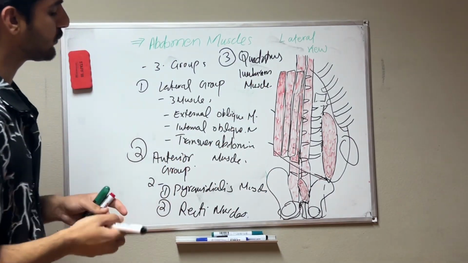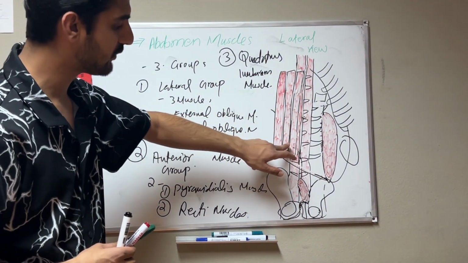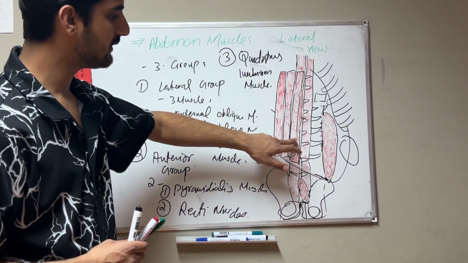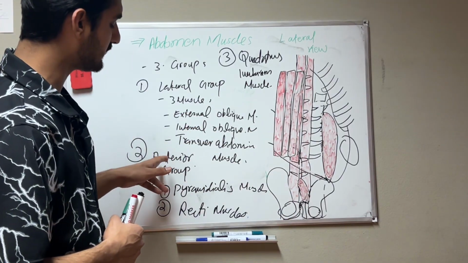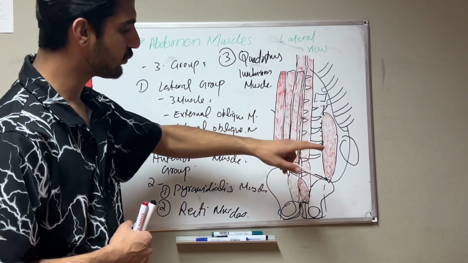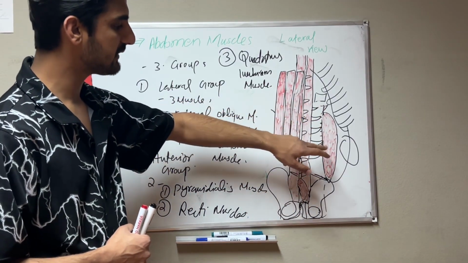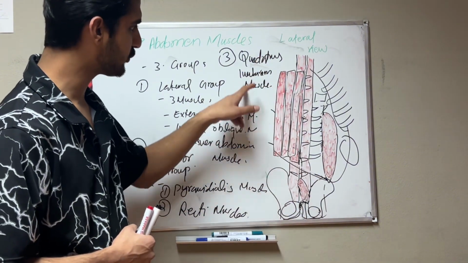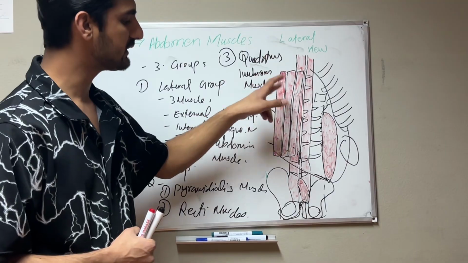Okay, we have three groups of muscle. First we have the lateral group: the external oblique muscle, then the internal oblique muscle, and the third one is the transverse abdominal muscle. Then the second group is the anterior group, which has two muscles: the pyramidalis and the rectus, or recti, muscle. And the third group is called the posterior group, with only one muscle, the quadratus lumborum muscle.